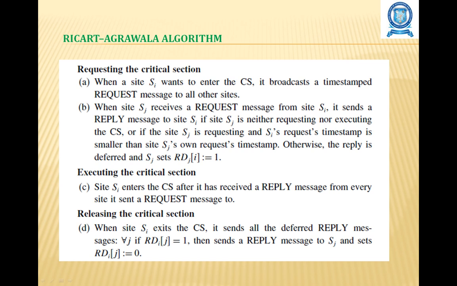Right. Then the second stage is executing the critical section, which means the site Si enters into the critical section after it has received the reply message from all the other sites, that is, every site it sent a request message to. Right. Next, the last one is releasing the critical section. After finishing its execution, site Si exits the critical section and sets the value LN[i] equal to the RN value, to indicate that its critical section request has been executed, for every site Sj.